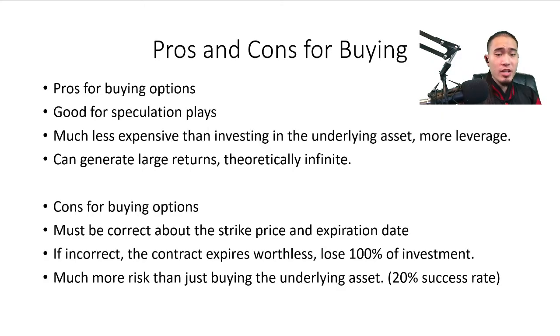Buying options can generate large returns, theoretically infinite. The more your contract goes in the money, the more money you're gonna make. Now let's talk about cons for buying options. You must be correct about the strike price and the expiration date of your contract. If you are incorrect, the contract will expire worthless and you will lose 100% of your investment. So therefore, it is much more risky than just buying the underlying asset. Statistically, there is only a 20% success rate for people who buy options.